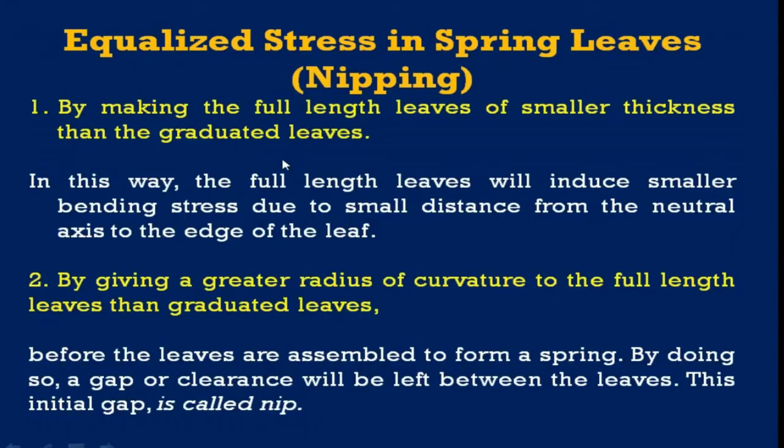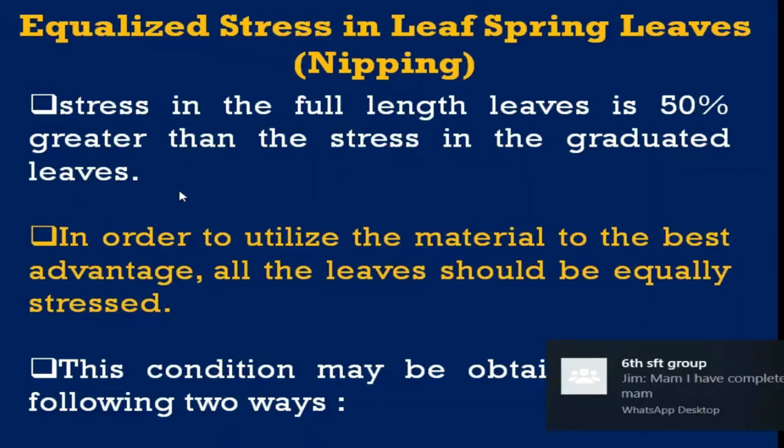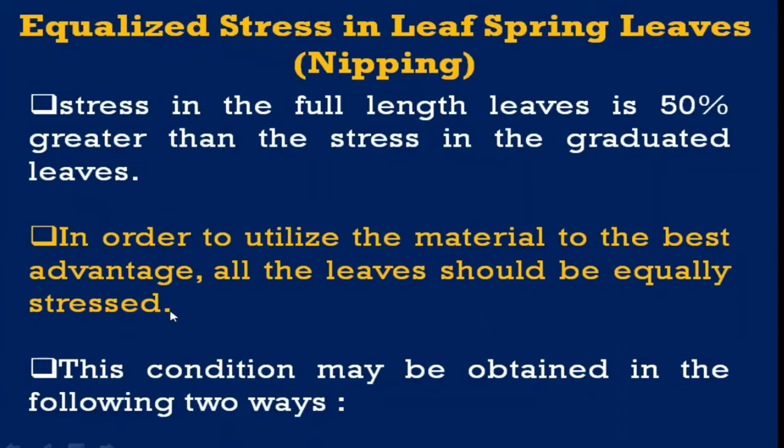So, what is nipping? Nipping is the phenomenon of getting equal stress in full length leaves as well as the graduated leaves of a leaf spring. From our previous analysis, we know that the stress of full length leaves is 50% greater than that of graduated leaves, but this should not happen for the great utilization of a leaf spring. In order to get the best utilization, all the leaves of the leaf spring should be equally stressed.